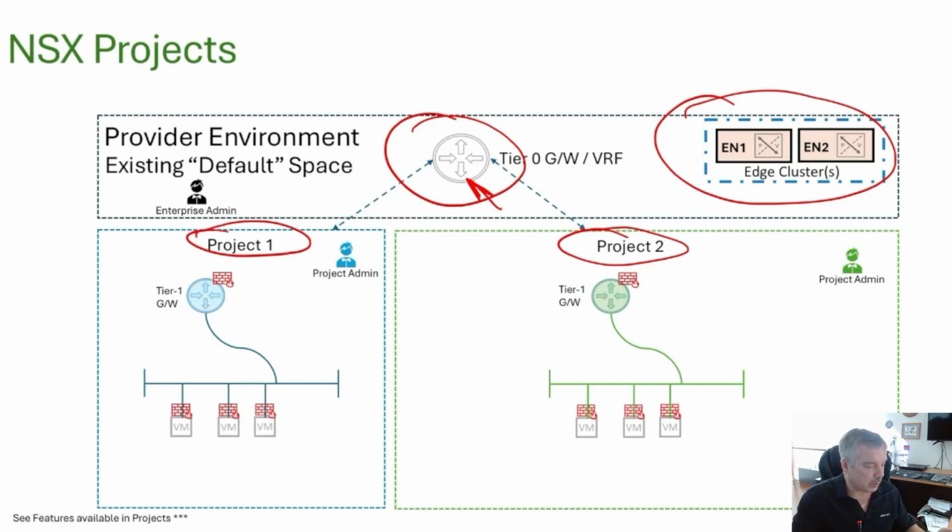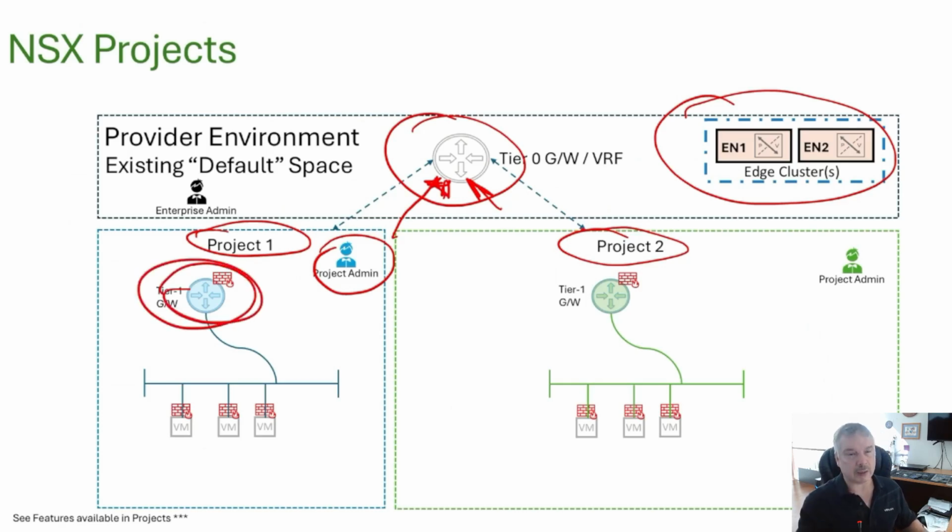The project administrators don't have access to this tier 0. What I mean is they can't modify it. Okay, they can see it if you assign it to the project. They can create their tier 1 gateways and link it to that tier 0 or VRF, and away they go. But they can't make any changes to that. So they see it, they can connect to it, and that's it. That allows them to get north-south. So why don't we go ahead and do the demo right now, okay?